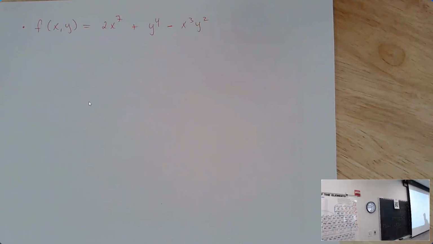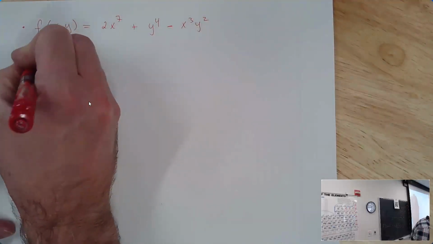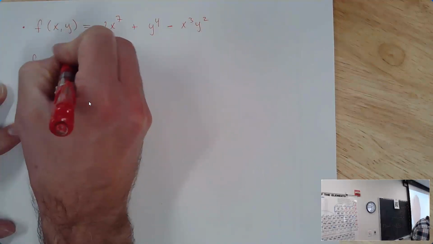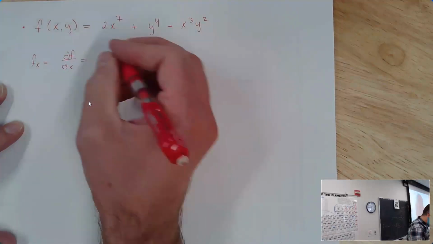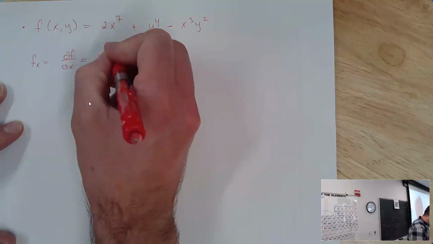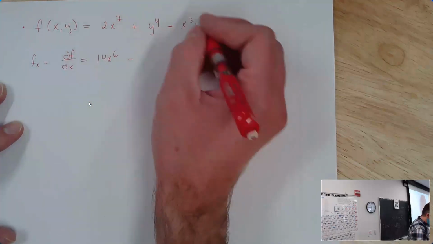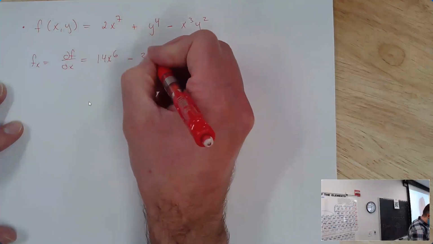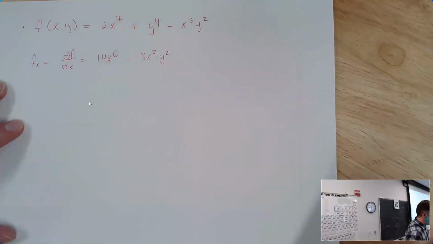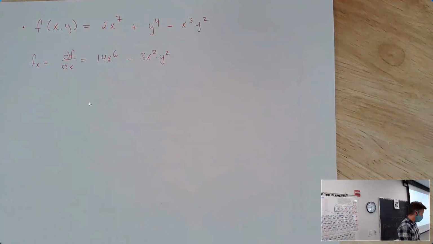Just a reminder, when we're taking a partial derivative with respect to a variable, we're treating the other variable as a constant. So if I want to find f_x, or del f del x, that's going to be 14x to the 6th. The derivative of this part is going to be 0. And the derivative of this part is going to be 3x squared times the constant y squared. No big deal.